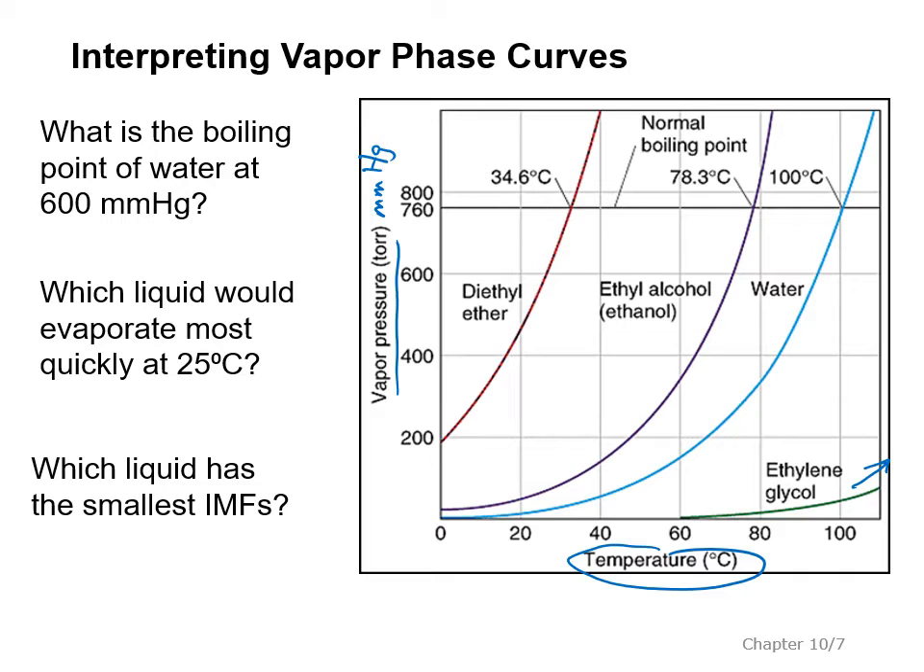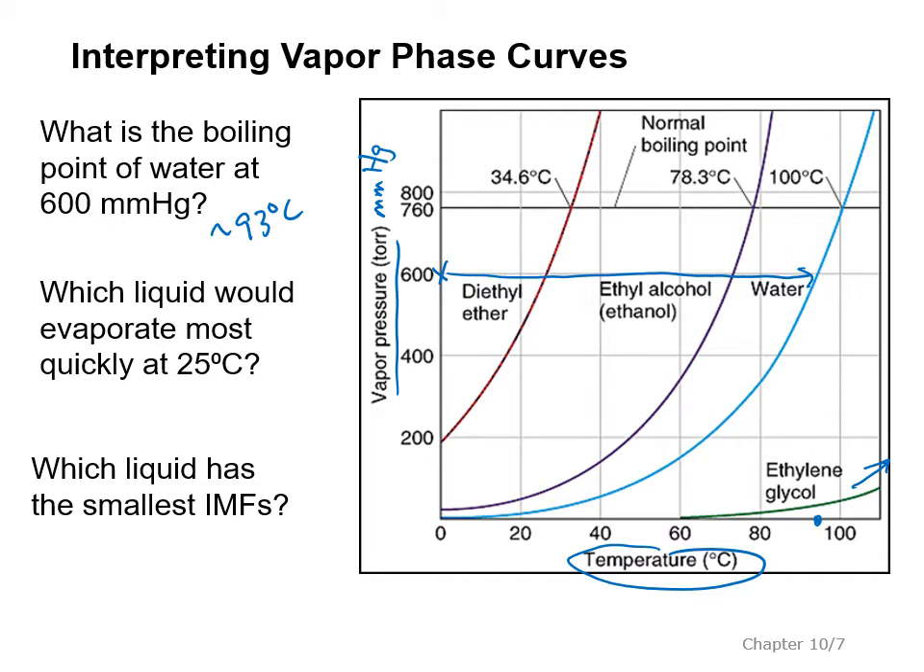So let's take a look at this. The question is, what is the boiling point of water at 600 millimeters of mercury? So we find 600 millimeters of mercury. We go across to where we intersect the line for water. We go down, and it looks like it's somewhere around 93 degrees Celsius.